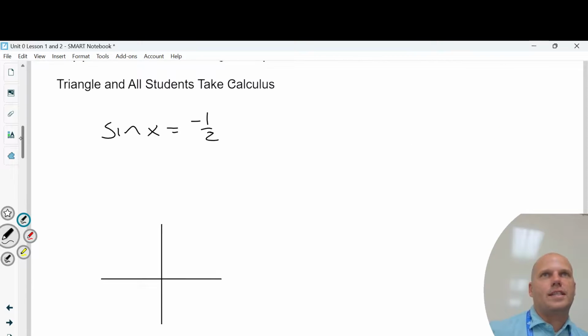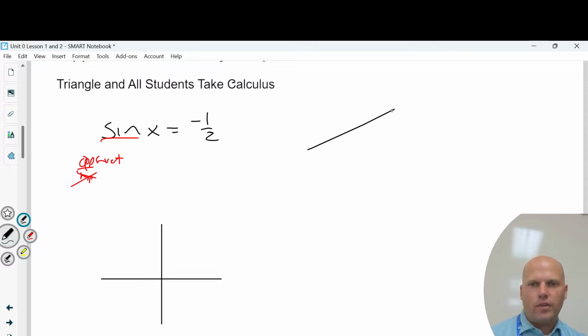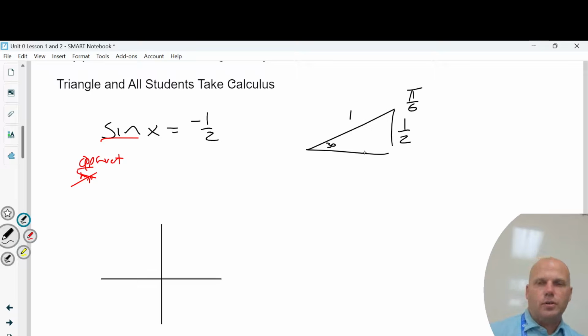What I like to do when it's not at the quadrantial angles, like sine of x equaling negative 1/2, is start with the trig function. Sine is the opposite over the hypotenuse. So I don't have to worry about the hypotenuse because it's 1. The opposite is the vertical being a half. And I think about my triangle where the opposite is a half, my 30-degree triangle that occurs at pi over 6. Opposite is a half, hypotenuse is 1, adjacent root 3 over 2.